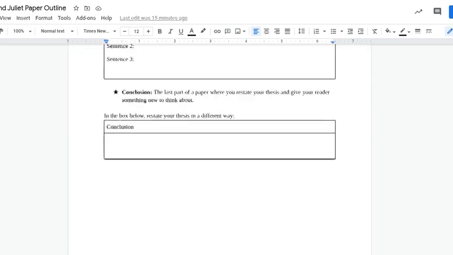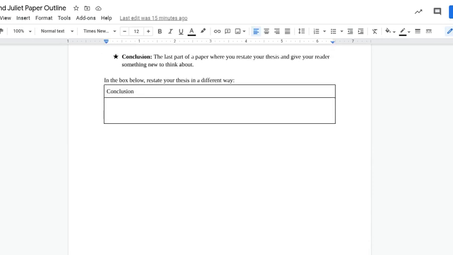All right, and we're back for some conclusion. This is the best part because you get to take the work that you've already done in your thesis and move it down to your conclusion. However, you do have to find a way to restate it.